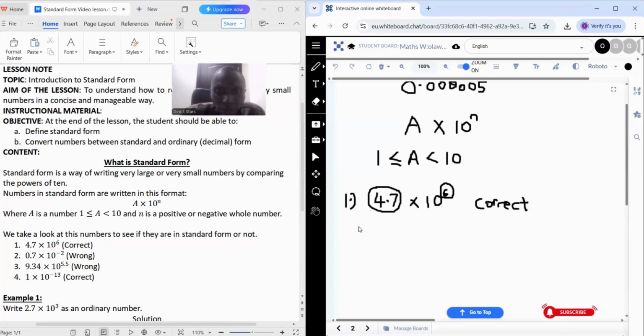Now let's look at the second number. We have 0.7 multiplied by 10 raised to the power minus 2. Let's look at the front number. Definitely the front number, which is a, is wrong. Why? Because we have a to be greater than or equal to 1, and what we have here is 0.7. Though n is right, the a is wrong. So this is the wrong way of writing the standard form.